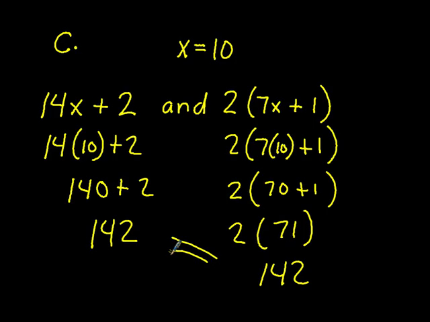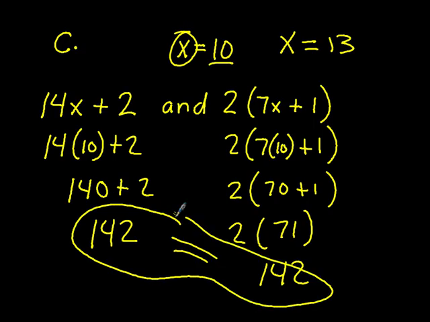What would happen if other values were given for the variables? So for example, on C, if instead of 10 we had x equals 13, what would happen to the values on each side? Well, once again, because the two expressions in each part are equivalent, they evaluate to the same number no matter what value is chosen for the variable. So regardless of what number you put in for this variable, they'll always be equivalent when you do all the work.